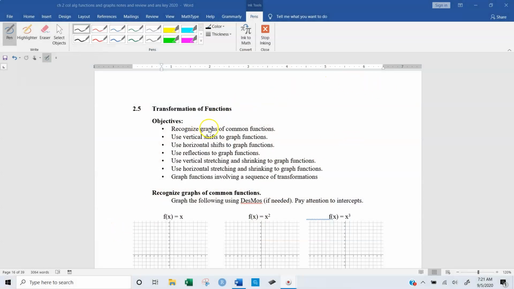All right, so we're going to recognize common graphs. So these are basically your parent graphs. Do you know what they are? Is what this wants to know. And we have a bunch of them we need to remember.